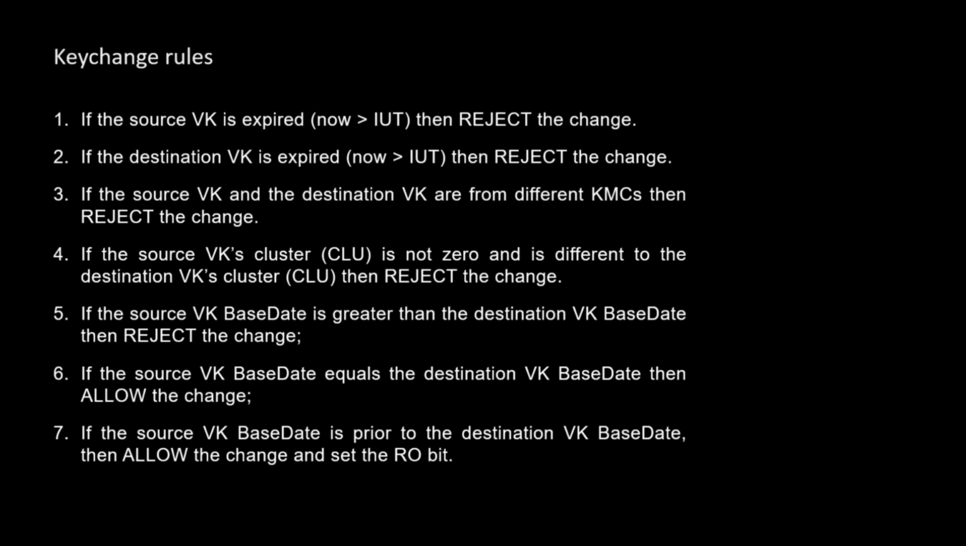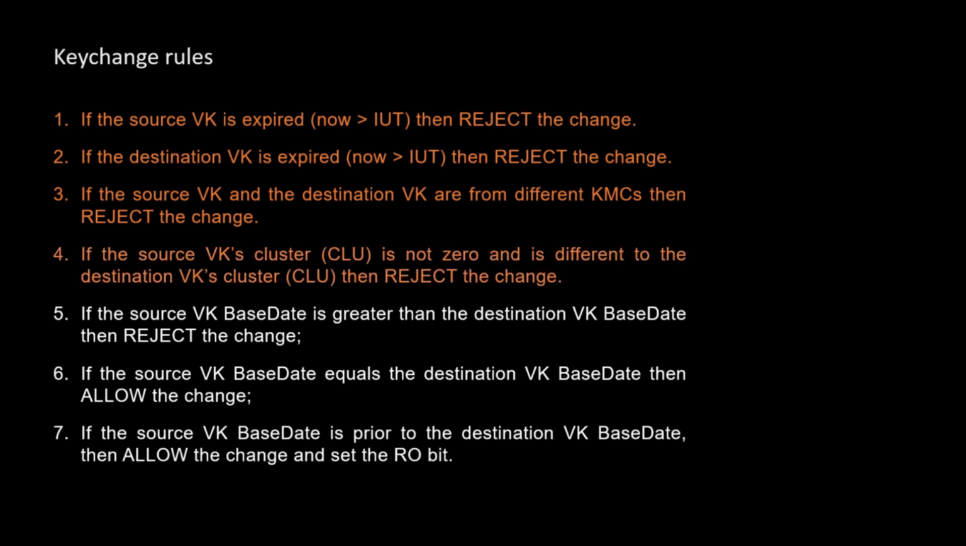If the source VK is expired, in other words, now is greater than the issued until date, then reject the change. If the destination VK is expired, now is greater than UIT, then reject the change. If the source VK and the destination VK are from different key management centers, then reject the change. If the source VK's cluster is not 0 and is different to the destination VK's cluster, then reject the change. If the source VK's base date is greater than the destination VK's base date, then reject the change.